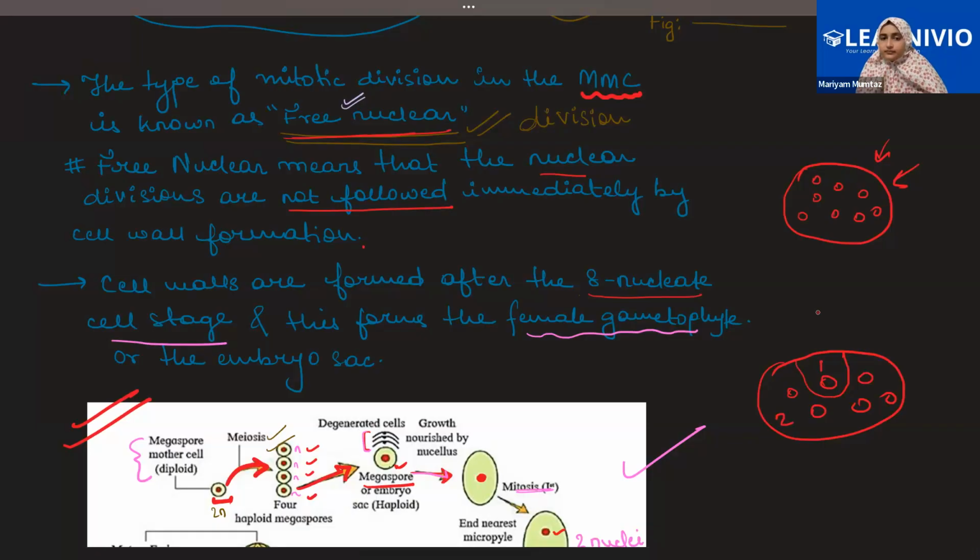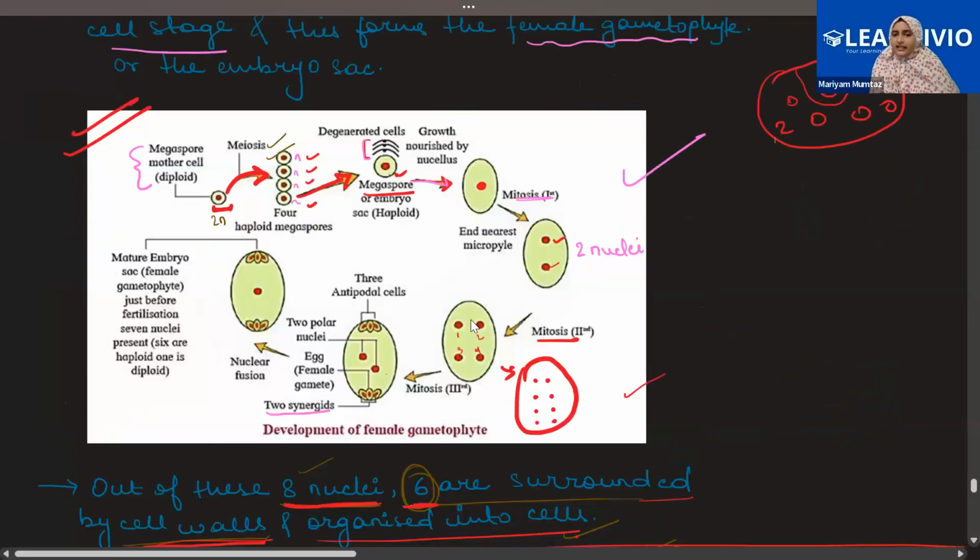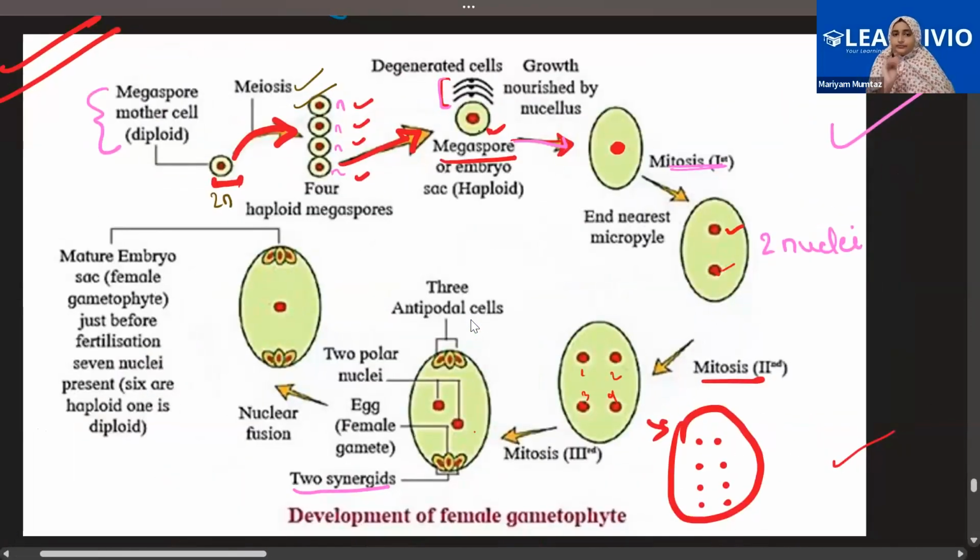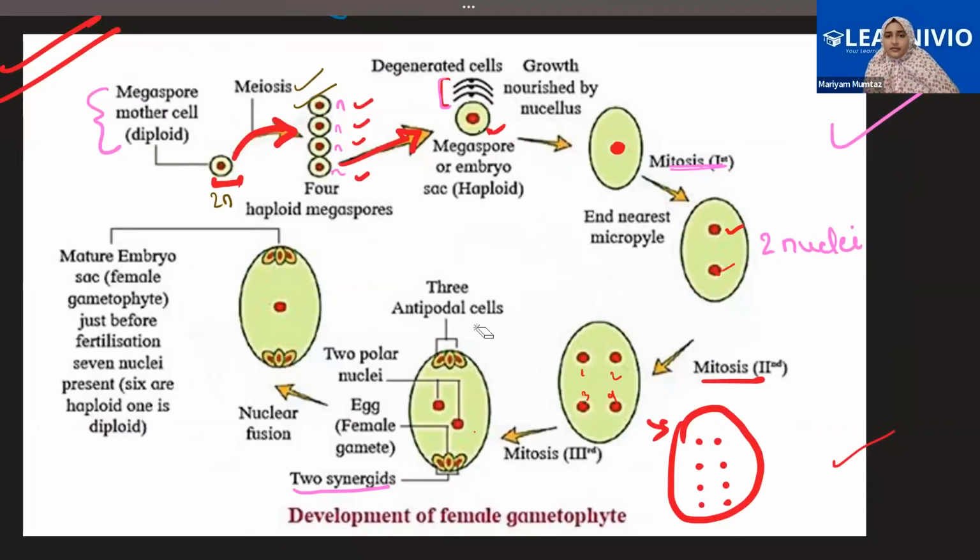Got it? Now, the cell walls are formed after the 8 nucleate stage, meaning once the cell has the 8 nuclei present in it, finally, after the whole entire mitotic division is done, then the cell wall formation will begin, so that arrangement can happen. Now, see this. This will clear all of your doubts. See here. Now, when we start, wait, let me just clean it. I've taught this to other batches also, so the diagram is dirty.